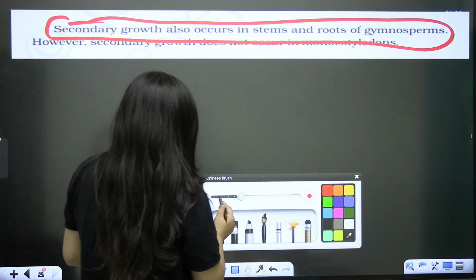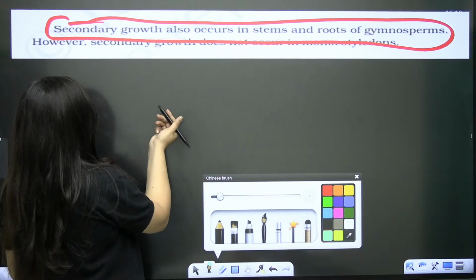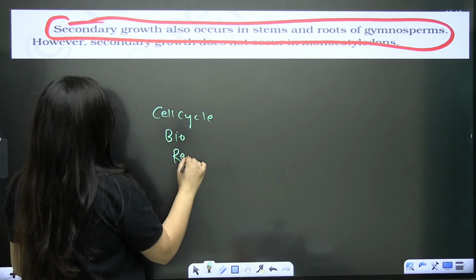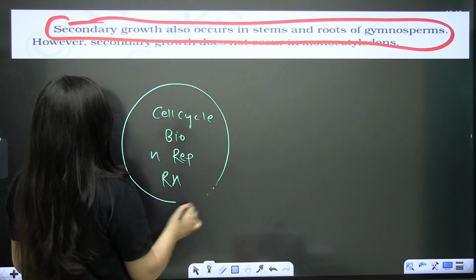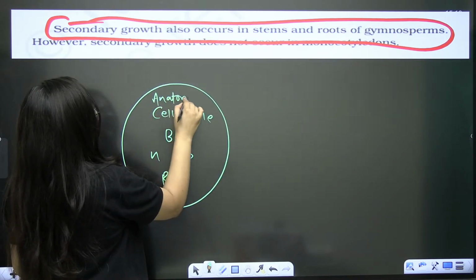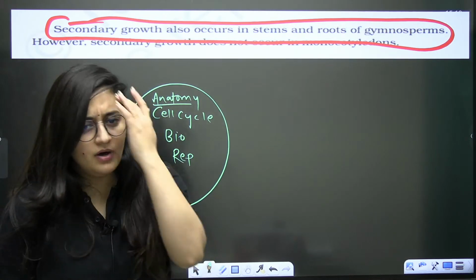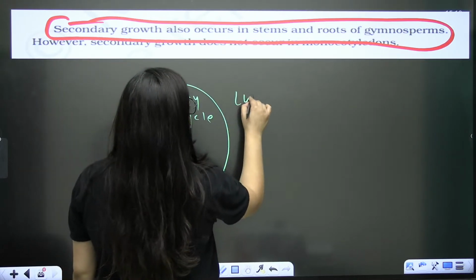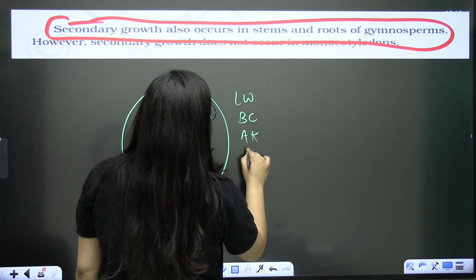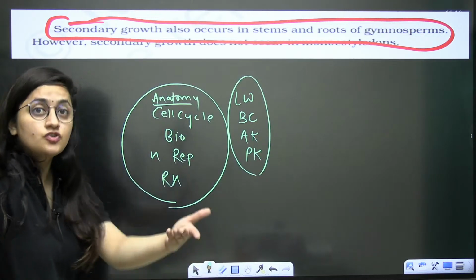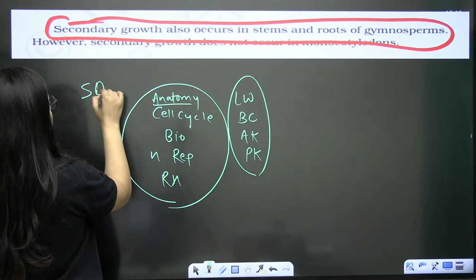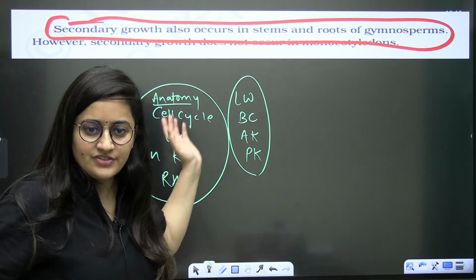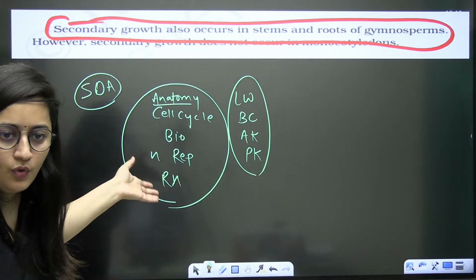So one more chapter down. Cell cycle done, biomolecules done, reproduction, human reproduction done, reproductive health done, anatomy done. Other chapters are also there, I'm not able to recall. The living world done, biological classification, animal kingdom, plant kingdom done. Structural organization in animals, tissue part done. So now I have finished that number of chapters. Now you tell me, what do you know from your syllabus?